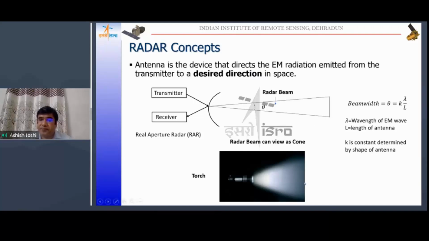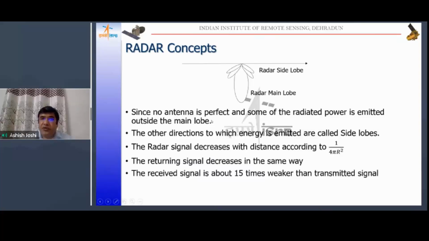And the radar beam can be viewed as a cone. Since no antenna is perfect, some of the radiated power is transmitted outside the main lobe. So this is the travel direction and this is the radar, and this is called the main lobe. When it illuminates the surface, the main beam forms the footprint, and this is the sum of the side lobes.